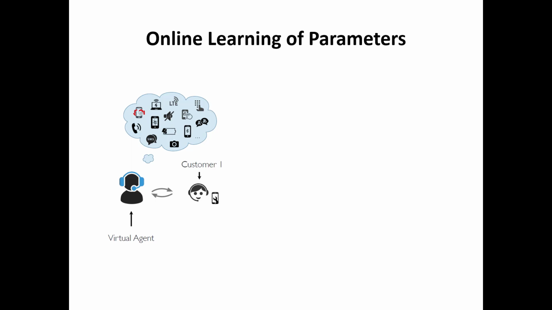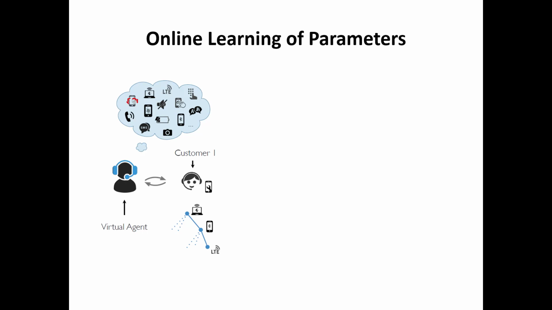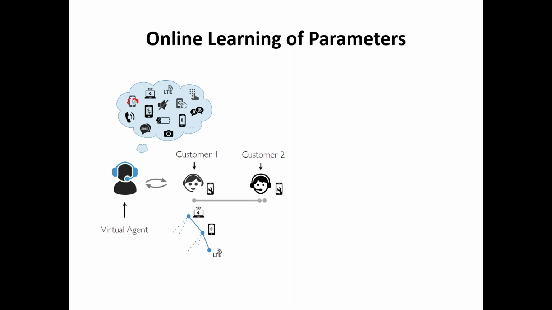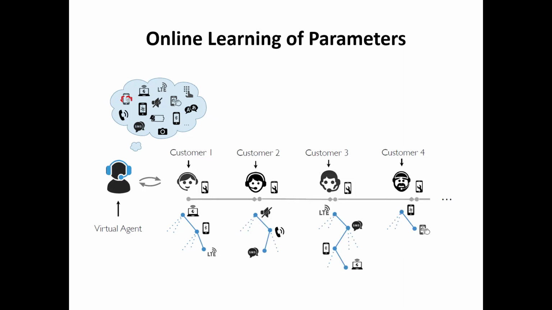Let's consider again the interactive troubleshooting problem. In this problem, the virtual agent receives the first customer and starts asking questions about the symptoms until it finds out the root cause. Then the second customer arrives and is served by the virtual agent to find out the root cause, and then the third one, the fourth one, and so on. So we have an incremental or online paradigm where different customers are served by this virtual agent one after the other.